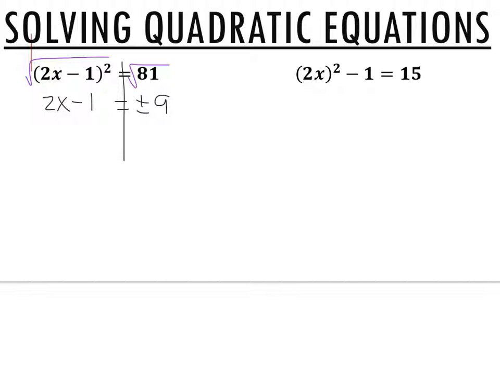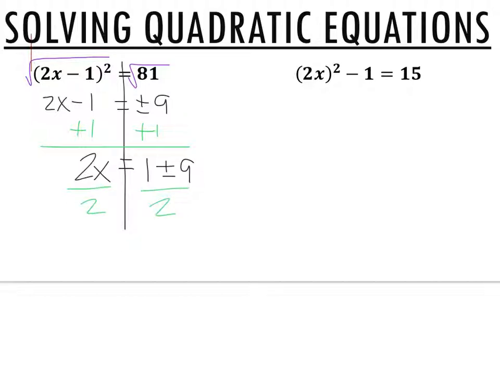So now I want to start actually getting x by itself. I'm going to add 1 to this side. You're going to add 1 to this side. So on the left side of my equal sign, all I have is 2x. And on the right side, remember how we write this? You write the 1 first, and then the plus or minus 9. So there's one more step. X is not by itself yet, so we need to divide both sides by 2. Now x is by itself.